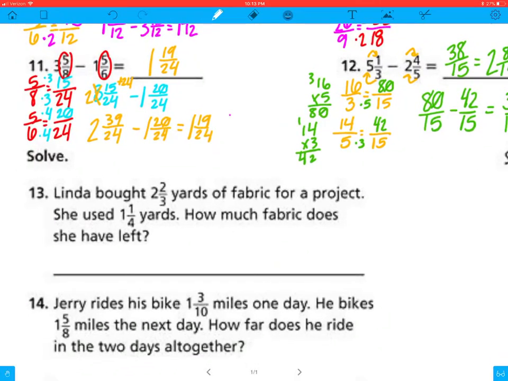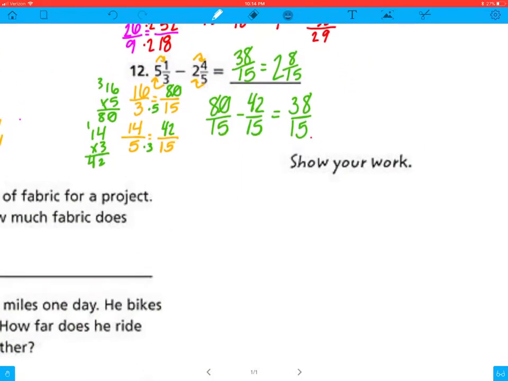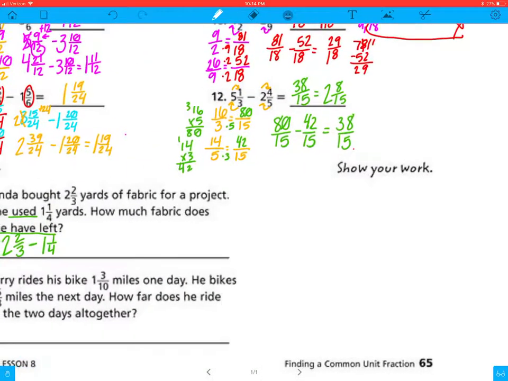Linda bought 2 2/3 yards of fabric for a project. She used 1 1/4 yards. How much fabric does she have left? So I'm going to write the equation, 2 2/3 minus 1 1/4. Now I need to decide, how do I want to solve this? I could solve this with an improper fraction, turning them into that, or I could just focus on the fraction. So I'm going to do it into an improper fraction.